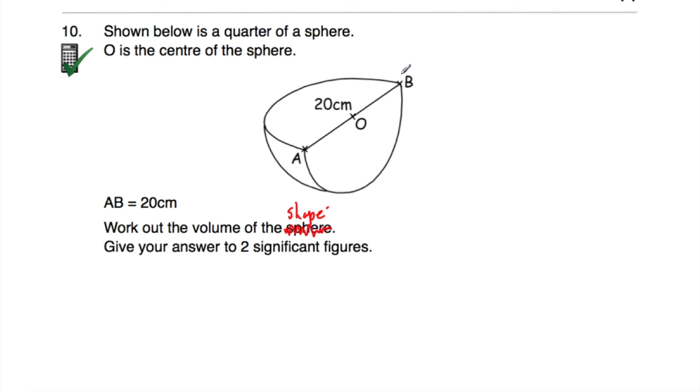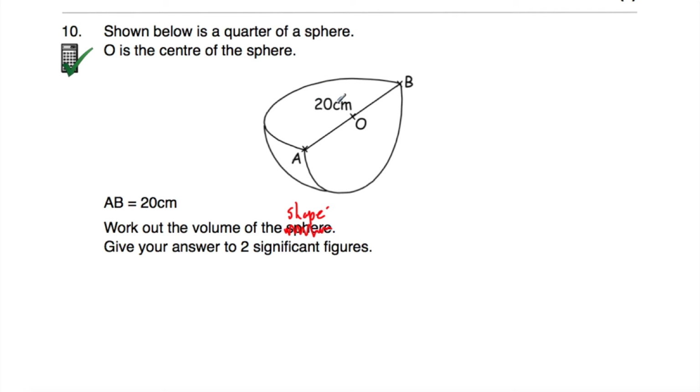So question number 10, we've been given a quarter of a sphere, so a quarter of a whole sphere, and we're told that O is the center of the sphere. So this is the center of the sphere, and we're told that AB is equal to 20 centimeters. So that means the diameter of the sphere is equal to 20 centimeters. We've been asked to work out the volume of the shape and to give our answer to 2 significant figures. So we want to find the volume of the shape.